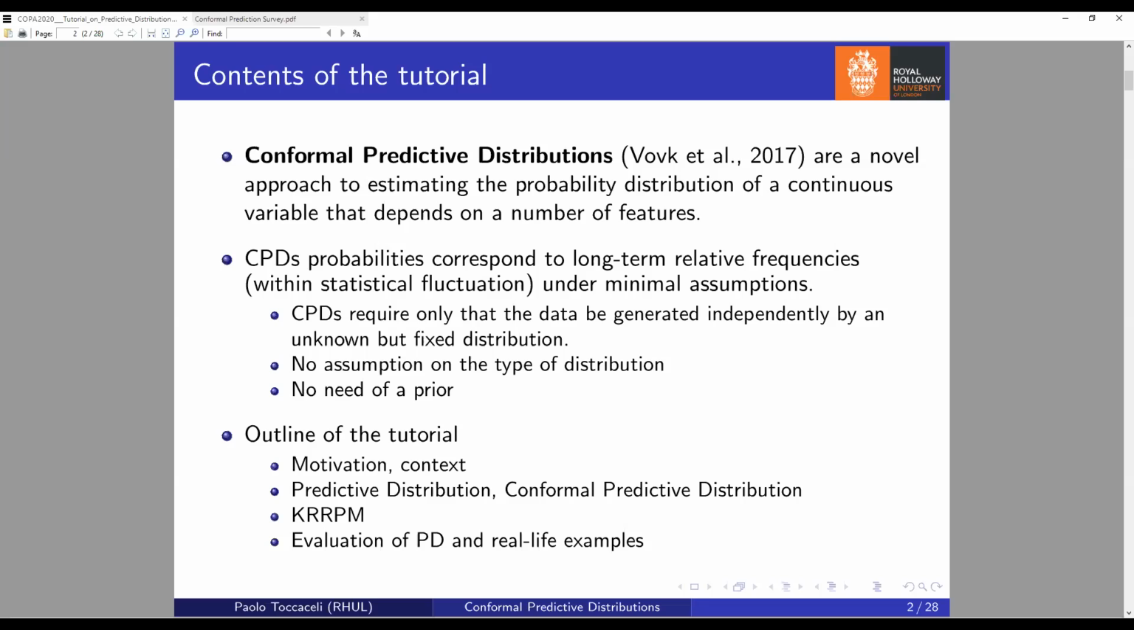The tutorial is broadly articulated into 4 sections. The first one where I give some context and motivation, then a second section in which I define our meaning here of predictive distribution, and I introduce conformal predictive distributions. And then in a third section, I talk about a specific case of conformal predictive distribution, which is called the kernel ridge regression predictive machine. And the tutorial ends with an evaluation of techniques for evaluating predictive distributions applied to some real-life examples.